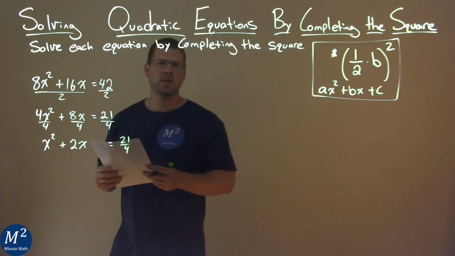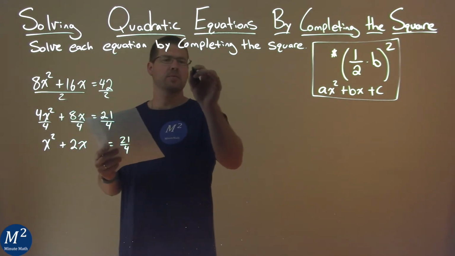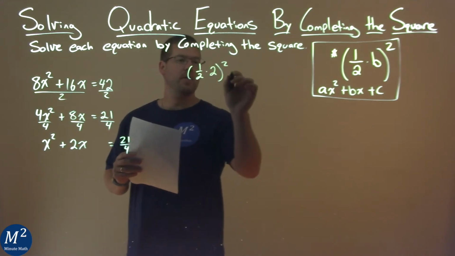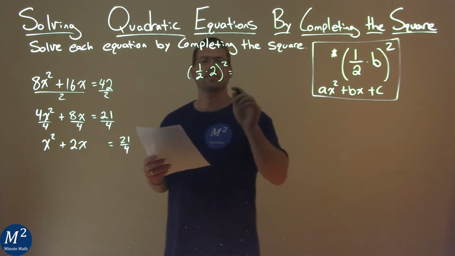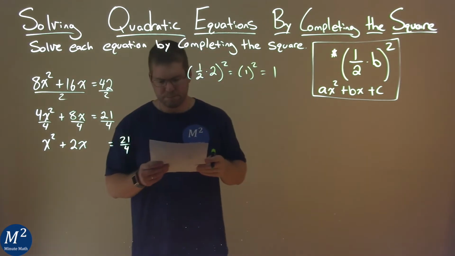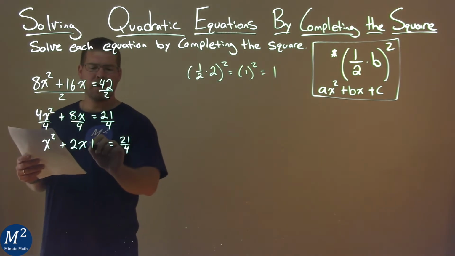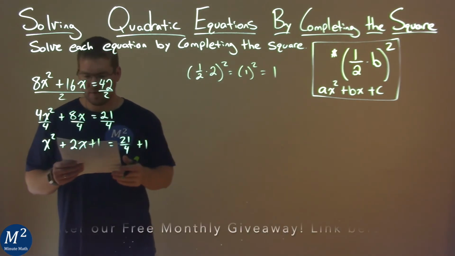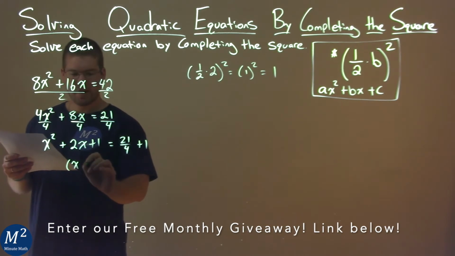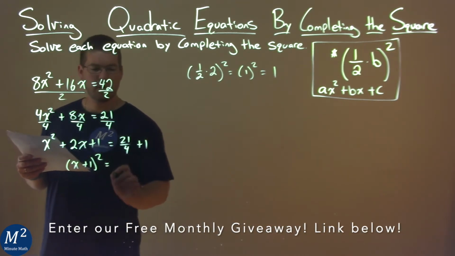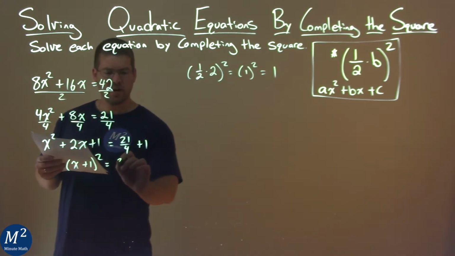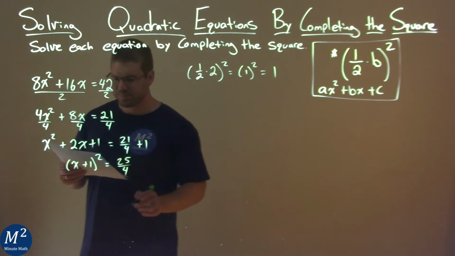I still follow the same process. My b value is 2. So I take 1/2, multiply it by 2, and then I square that. Well, 1/2 times 2 is just 1 squared, and 1 squared is 1. So I'm going to take that 1, I'm going to add it to both sides of the equation. The left-hand side is now a perfect square of x plus 1 all squared. While the right-hand side, 21 over 4 plus 1, is 25 over 4.